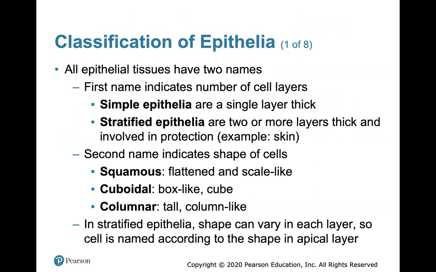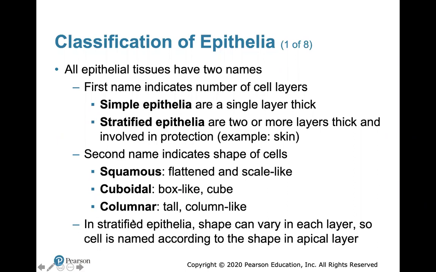Epithelial tissues have two names based on the number of cell layers. Simple epithelia are single layer thick, as you remember. Stratified epithelia are two or more layers thick. And their second name indicates the shape of their cells. So squamous is flat, cuboidal is box-like, and columnar is tall or column-shaped.